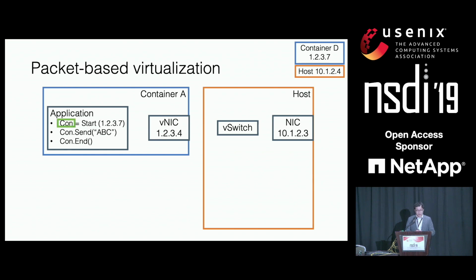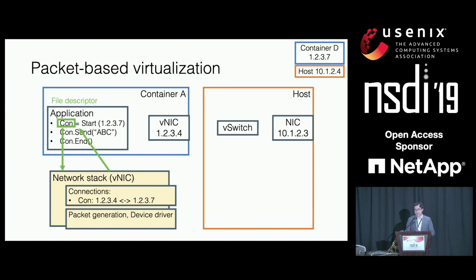This variable, CON here, is a file descriptor. A file descriptor means a capability to do stuff on the operating system. In this concrete example, this file descriptor means a capability to send or receive packets to or from container D through this virtual network interface card. So who gave this file descriptor to this application? There is a core operating system subsystem called the network stack. The network stack is in charge of tracking different kinds of connections an application has made, generating packets, and it also includes the device driver. When the application creates this connection, the connection table inside the network stack will say this CON file descriptor is nothing but a connection between container A and container D.